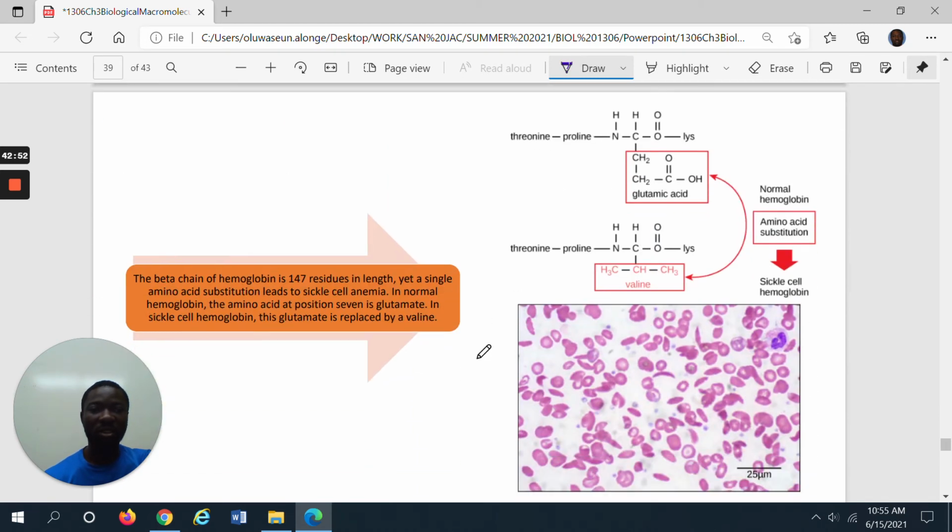So now, before I continue, the monomer for protein is amino acid. The bond formed between two amino acids to make a peptide is called a peptide bond. And when the peptide is becoming longer, it becomes a polypeptide chain.